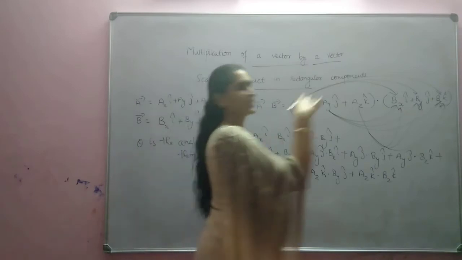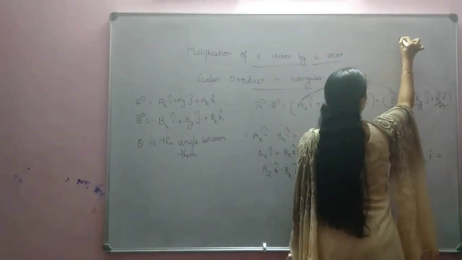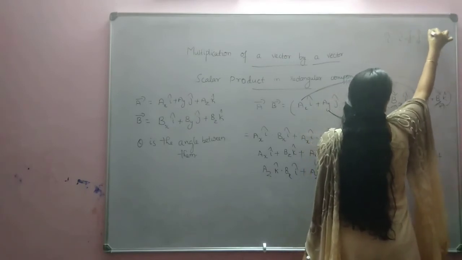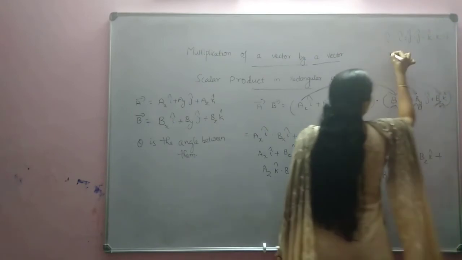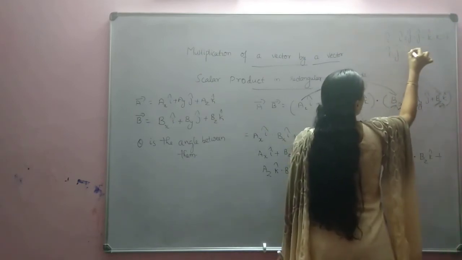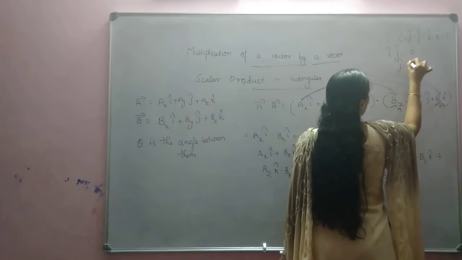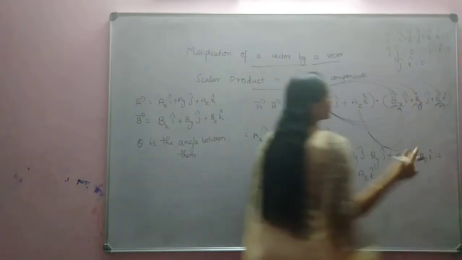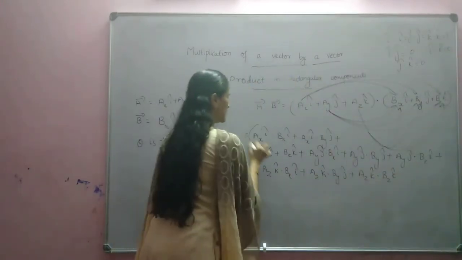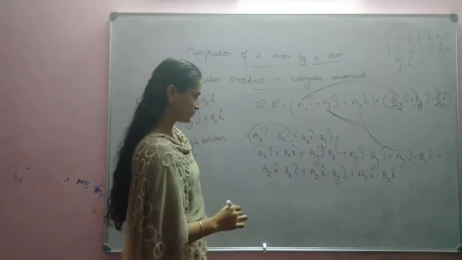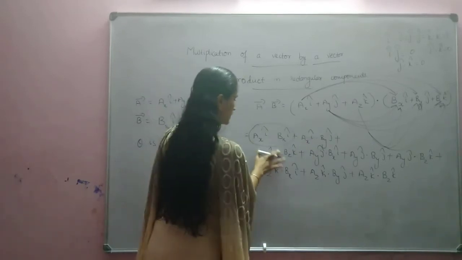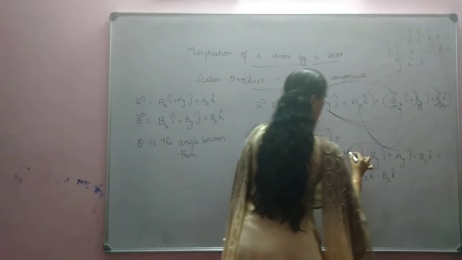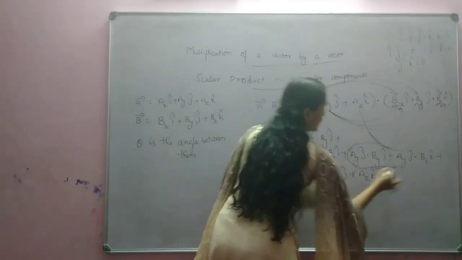Why? Already we discussed i dot i is equal to j dot j is equal to k dot k is equal to 1, i dot j equal to 0, j dot k is equal to 0, i dot k is equal to 0. For the remaining, all will be 0. So only which terms will be there? This term will be there, then this, this is not plus, this is dot, okay? Ax i dot Bx i, and next this term and this term will be there. Remaining all terms will be 0.